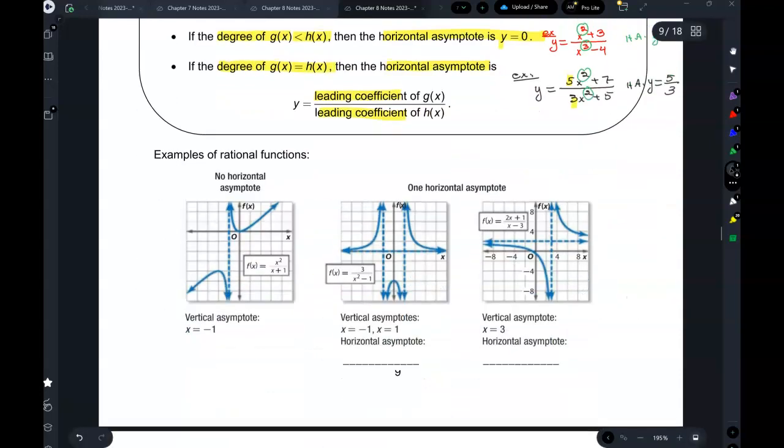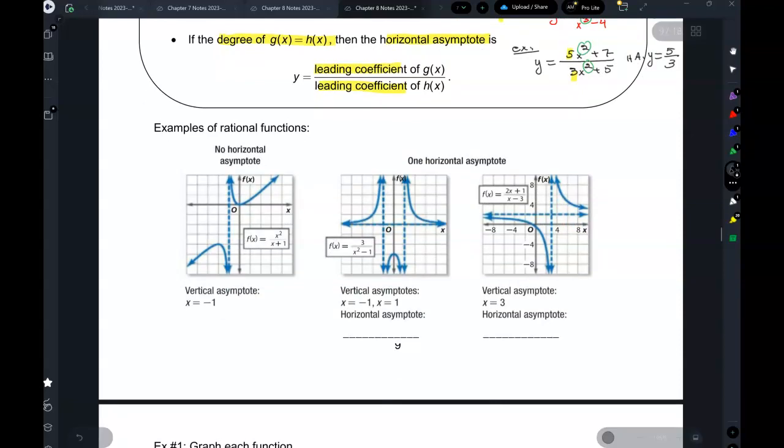Okay. So take a look at some examples of rational functions here. Take a look at this one. Do you see how there is a vertical asymptote at x equals -1 here, very clearly? Okay, take a look at this. I have 2 vertical asymptotes here, at x equals -1 and at x equals 1. And then the horizontal asymptote, you can see it's right on the x-axis. It's y equals 0.